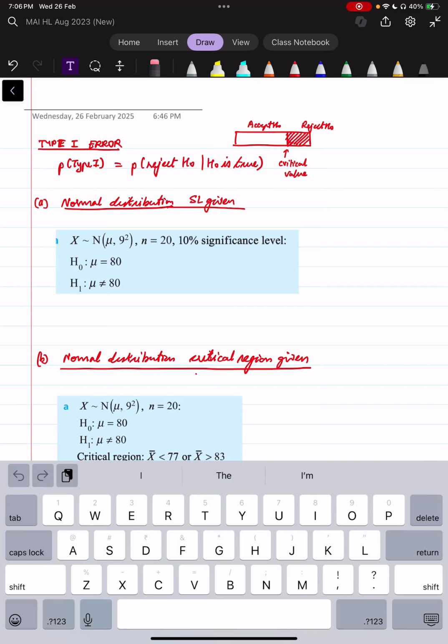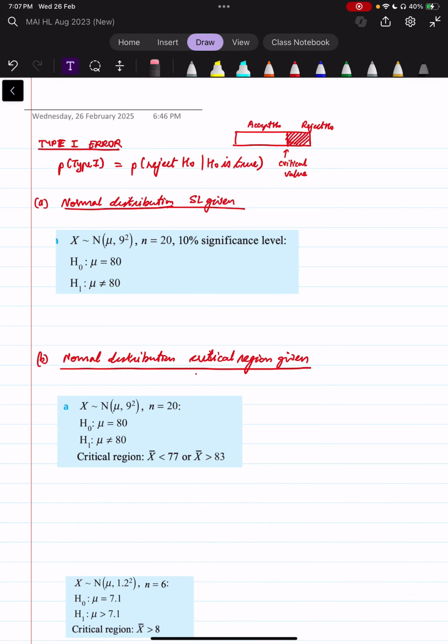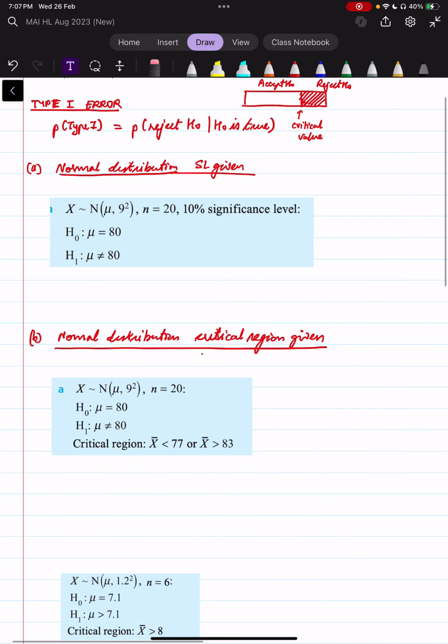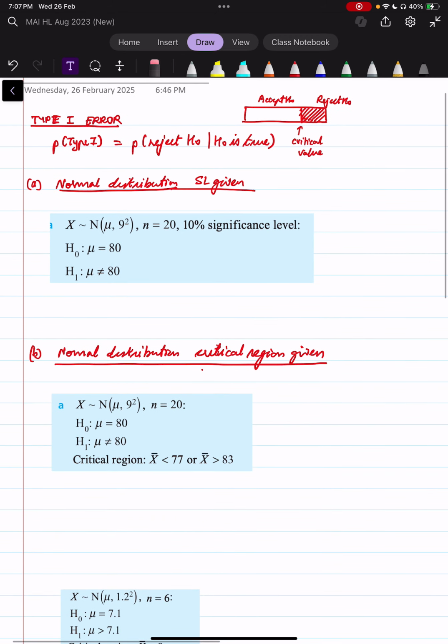So this video deals with the probability of finding the type 1 error. Now, to understand what a type 1 error is, I'm just giving you a simple example. It can be any distribution. It can be a normal distribution, a Poisson distribution, a binomial distribution, or any other distribution.